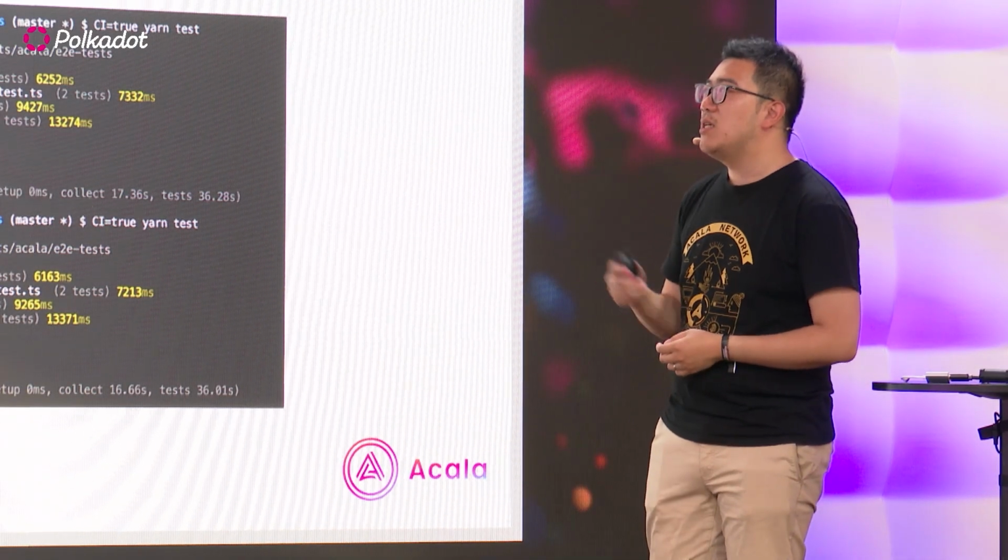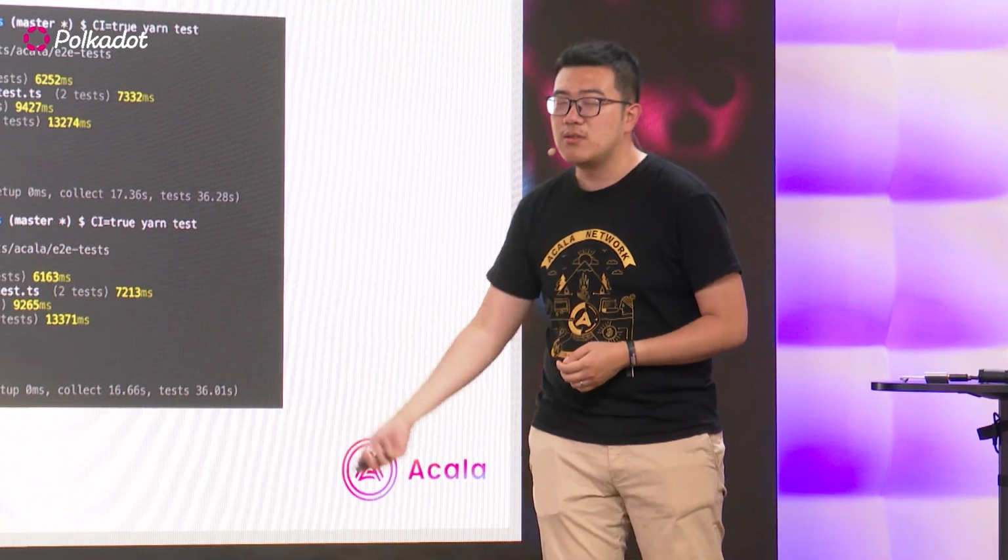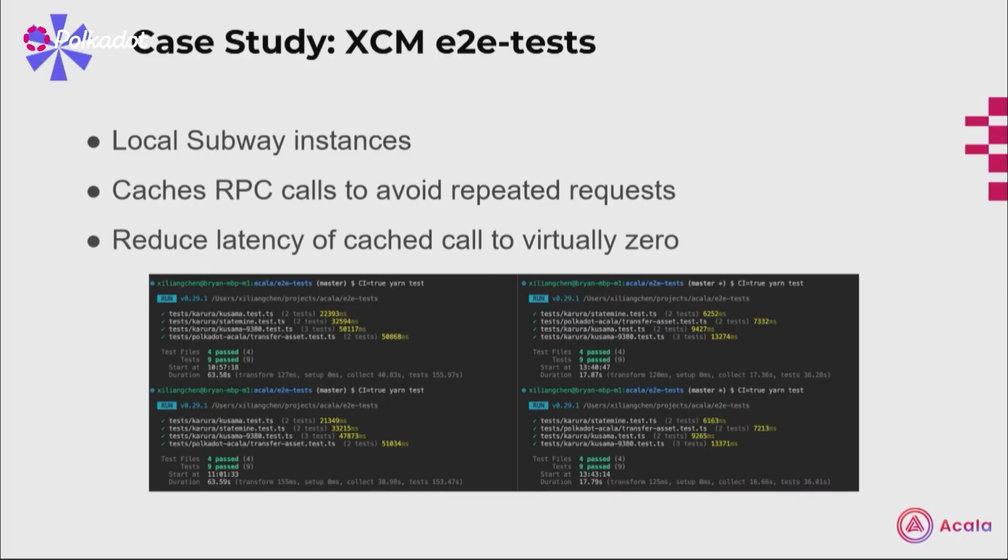So the solution for me is to run a local Subway instance, because it's able to cache RPC calls. If the call is in the cache, it will just serve me immediately, so that significantly reduces the latency when we run the tests.